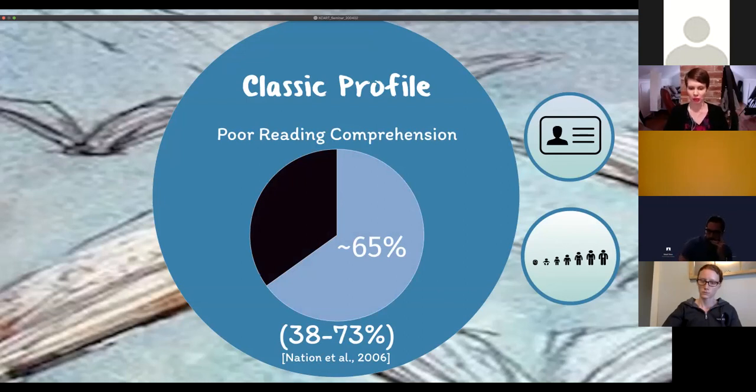So based on the seminal work of Nation and colleagues in 2006, they used the simple view of reading to classify reading profiles in autism, and they found that 65% of their sample had the poor comprehender profile. Now, other studies that have been done have ranged from 38 to 73%. This range is largely a reflection of who gets included in the sample.